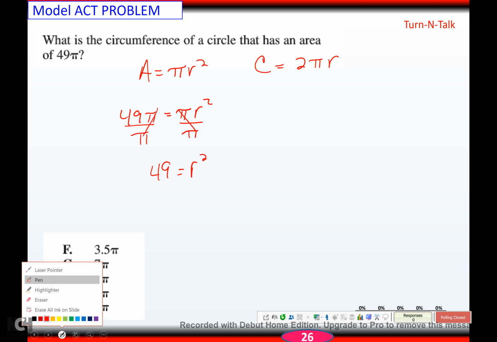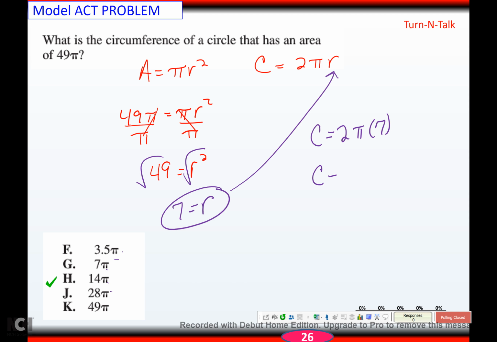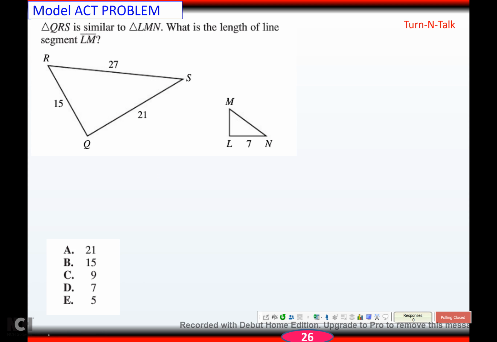To kill the square, I'm going to take the square root, which gives me a radius of 7. Now that I know the radius, I can compute the circumference, and the circumference is 2 pi times 7, and in terms of pi, obviously, just multiply the 2 and the 7, is 14 pi. Okay? Try this one, hit pause, come back when you're ready.